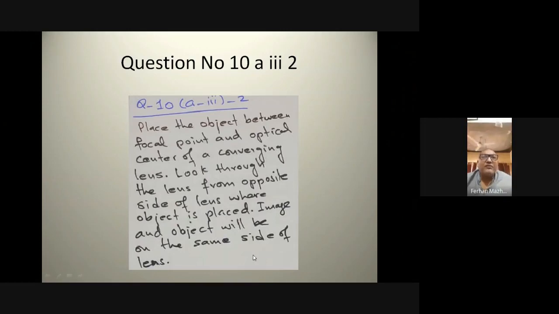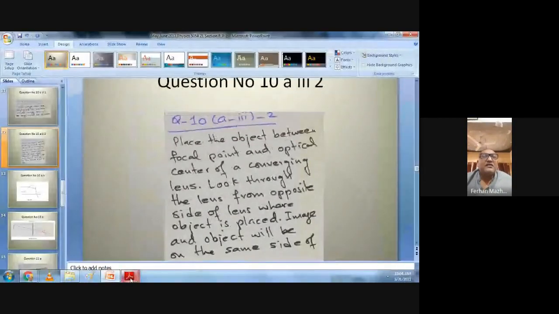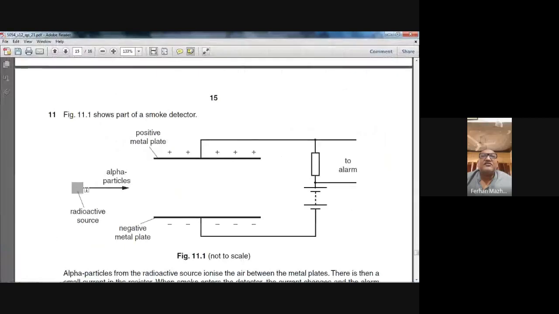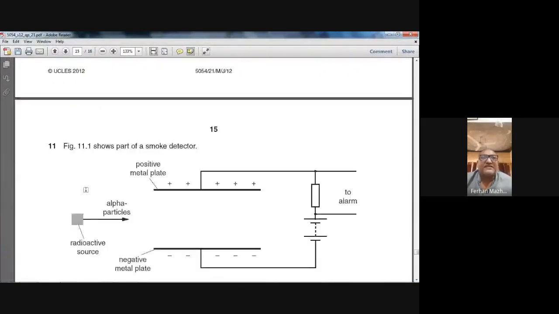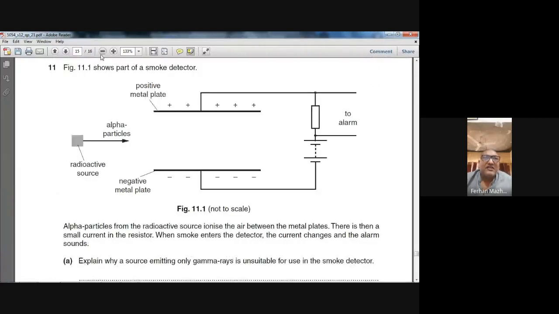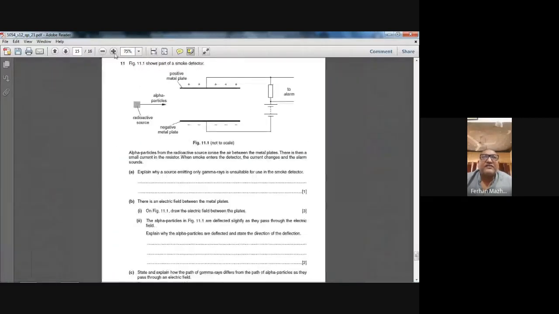Okay. So we are moving to the next part. And the next part says that's question number 11. Okay, so we are done with the question number 10. Now we are starting question number 11. Let me reduce the size so you can see the whole thing.